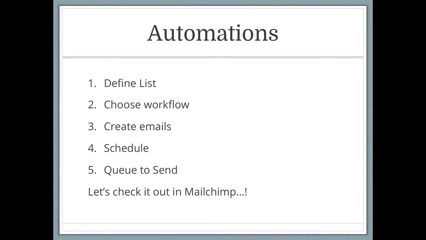So when you set up your list in MailChimp for the first time, which we'll take a peek at really quickly, it's pretty simple, but basically we define our list. We choose a workflow, which is a set of emails or a single email that we want to send customers.